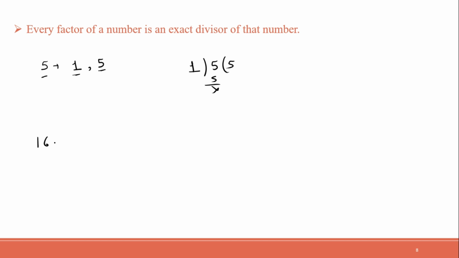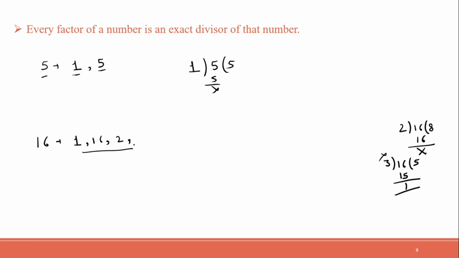Let's check for 16. What are the factors of 16? 1 will be the one factor, right? Other will be 16. Now let's check for 2. 2 divided by 16. 2 into 8 is 16 itself. That means no remainder left. That means 2 is also a factor of 16. Let's check for 3. 16. 3 into 5 is 15. And we are left with 1. That means 3 is not a factor.